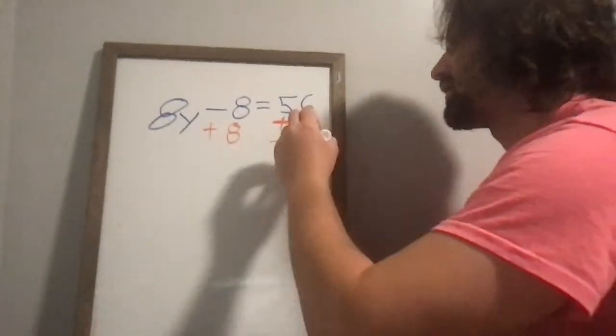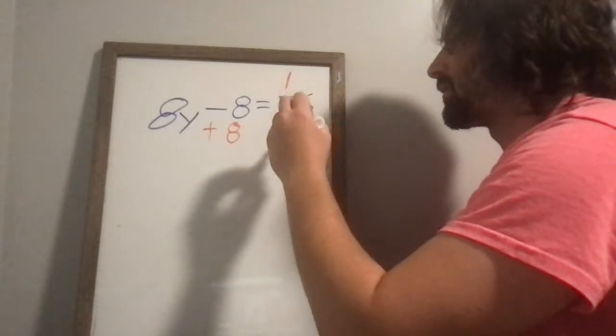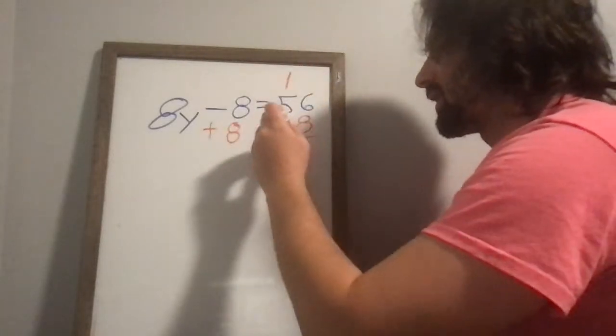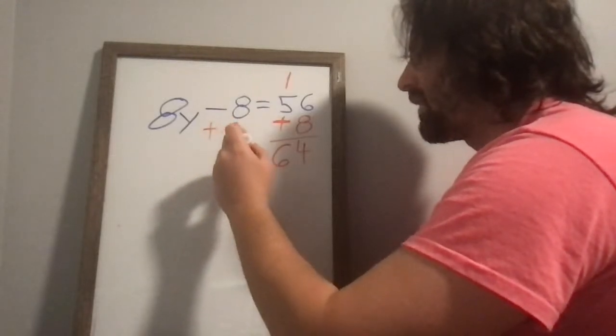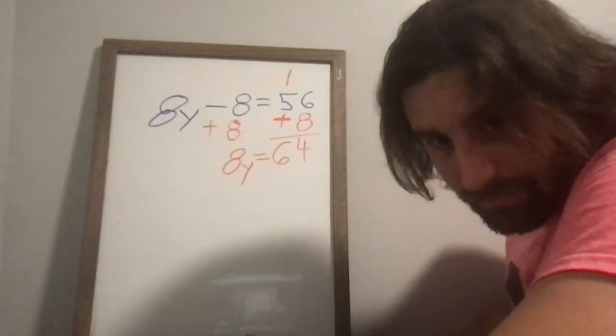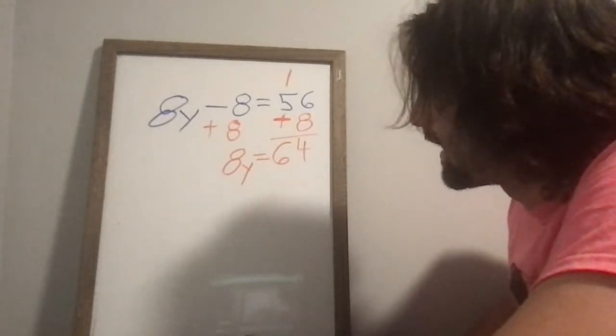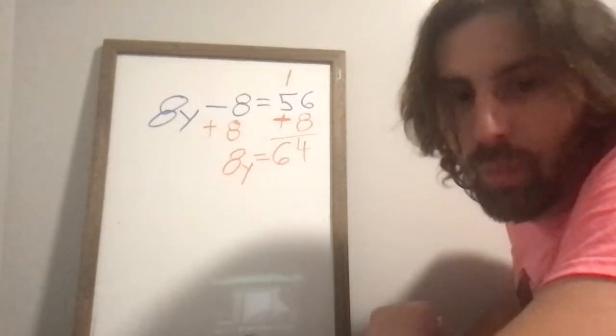56 plus 8, 6 plus 8 is 14. Carry the 1. 5 plus 0 is 5, plus 1 is 6. 64. So 8y equals 64. So step 1 is done. We figured out what 8y equals. Now, the next step is we got to figure out what y equals.